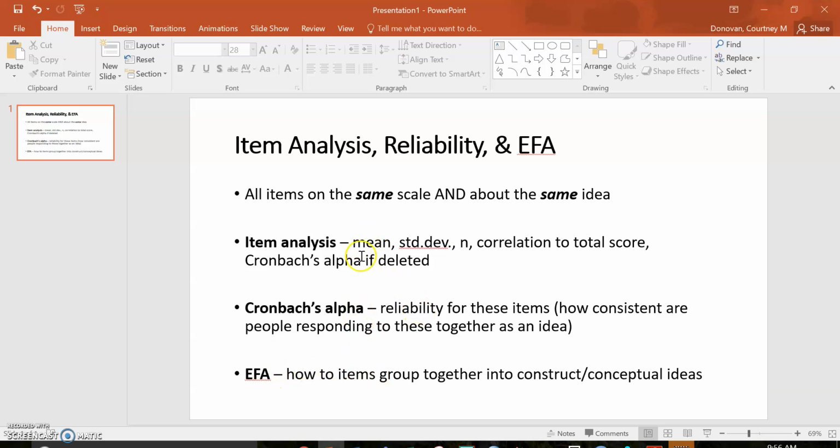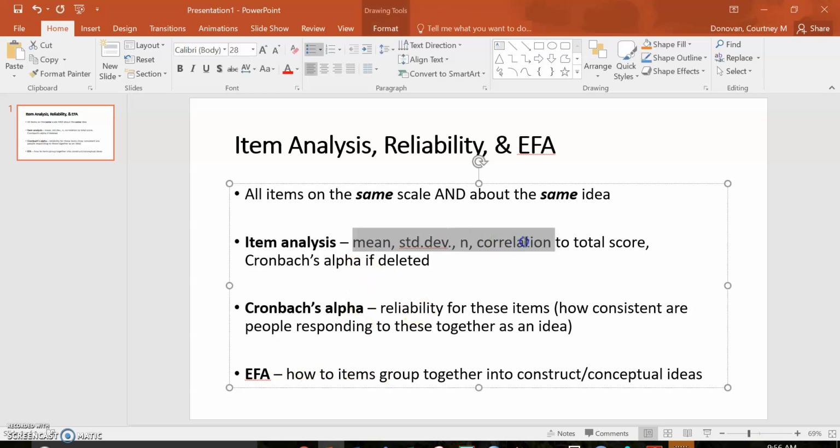With the item analysis, you get your descriptive information. You can see how good each item is. A lot of times, just because I can increase an alpha doesn't mean I will, depending on the overall alpha. And then you get your overall reliability for those items. So how consistent are they being? And it's better to do these by the same scale and the same idea for all of them.